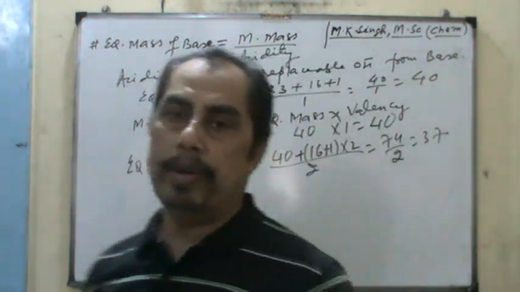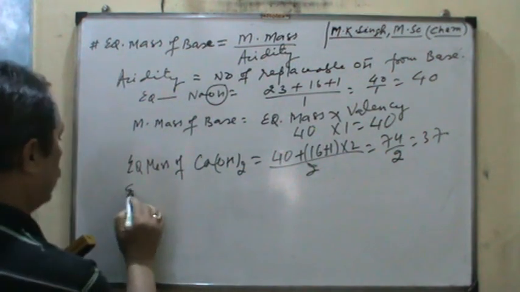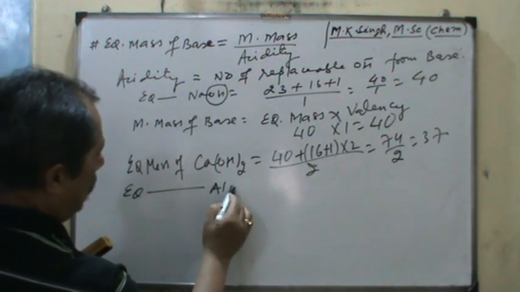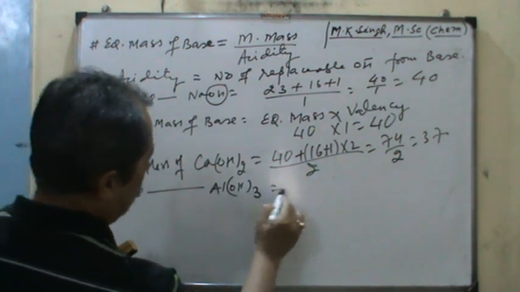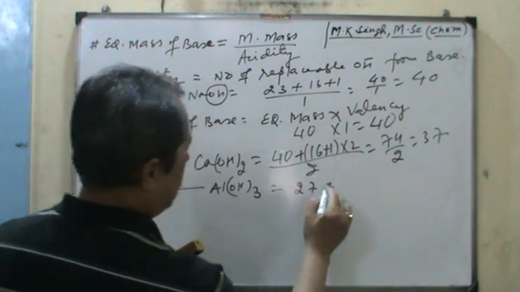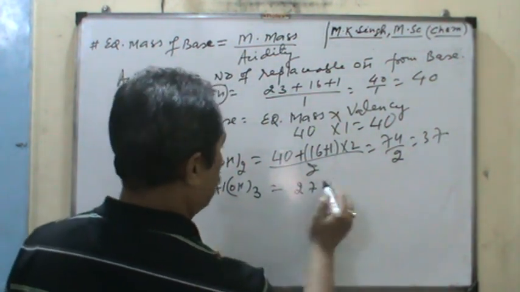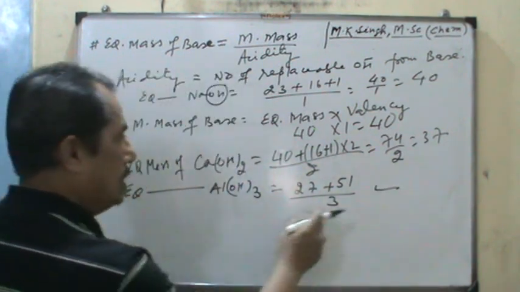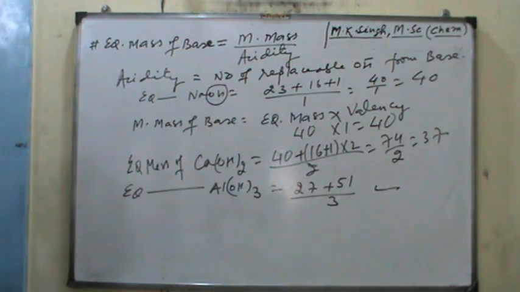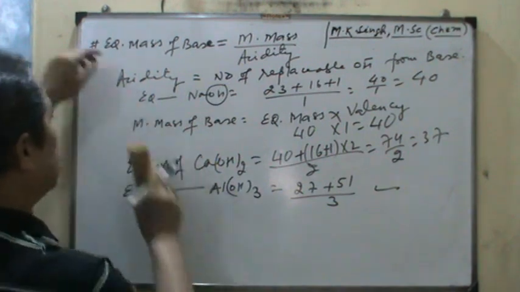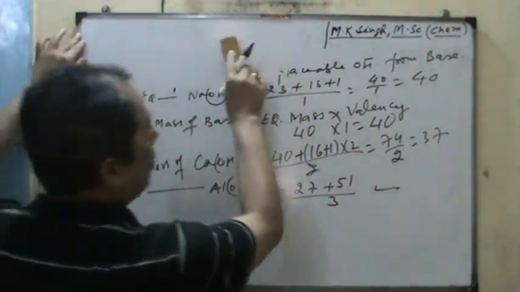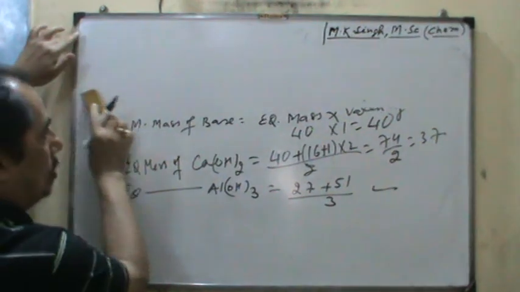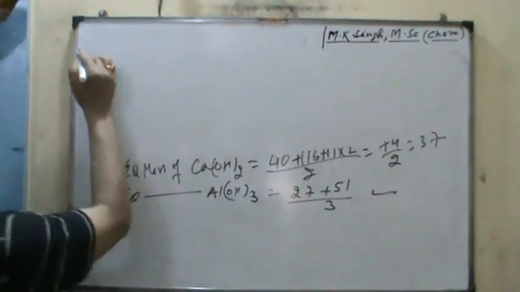Equivalent mass of, if you want to calculate, Al(OH)3: 27 plus 17 into 3, 51 divided by 3 is the right answer for the equivalent mass of a base. The same way you can calculate the equivalent mass of salt.